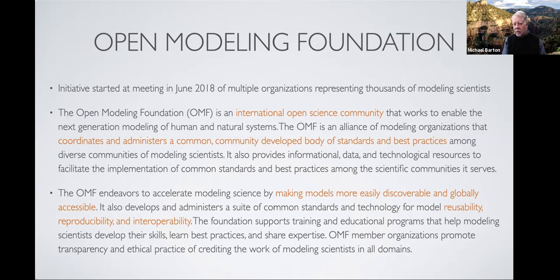I won't read this, so you can glance at it, I can come back to it, but the idea that the Open Modeling Foundation would be this international community, consortium, if you would, of modeling organizations to try and coordinate, administer standards for modeling that would help create and enable this open ecosystem that we envision, focusing on what's turned out called FAIR, findable, accessible, interoperable, reproducible, and somewhat different words, but the idea is to make things discoverable and accessible, reproducible, and integratable.